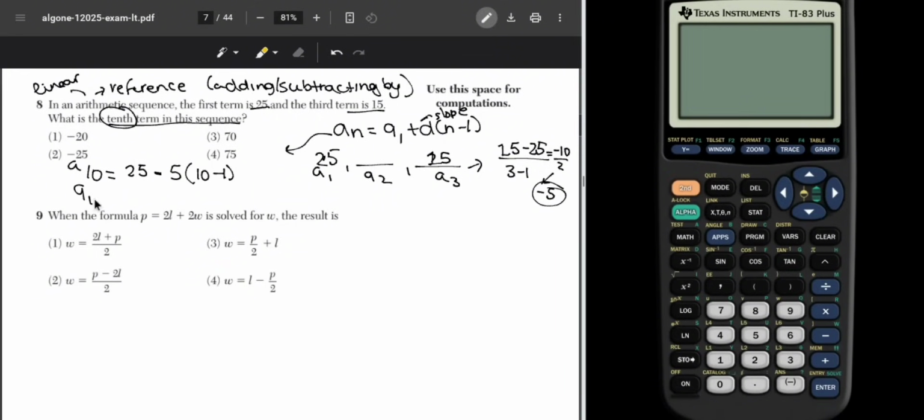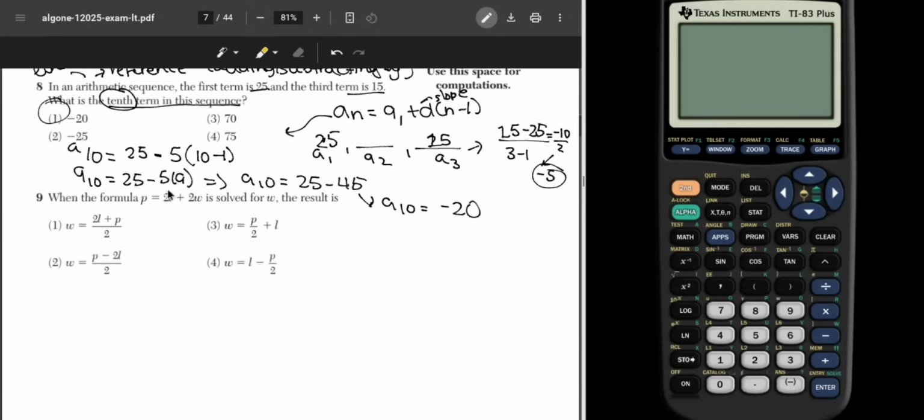Now, a10 is equal to 25 minus 5 times 9. I go by PEMDAS. So a10 is equal to 25 minus 45, so that my a10 is equal to negative 20. Answer choice number 1.